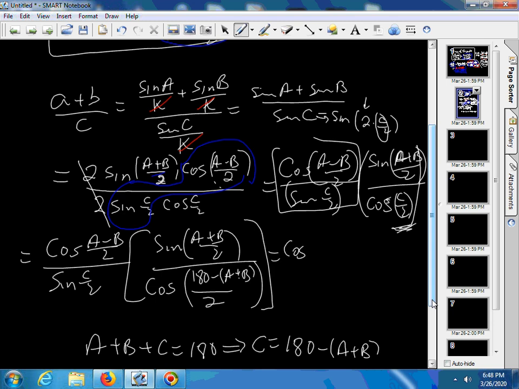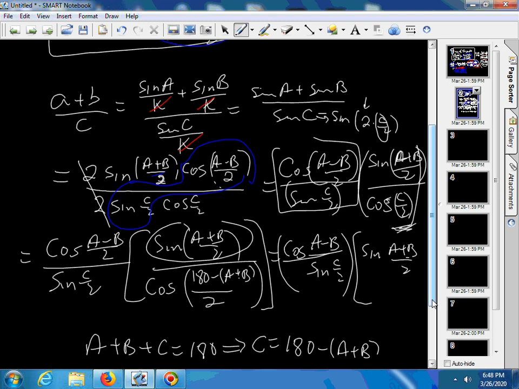This is equal to the front piece that we plan on safeguarding with our life, times the next bracket. Okay, so we have the sine of (a plus b) over 2. I didn't change anything for the numerator. Now for the denominator, I'll do some division. 180 over 2 is 90 minus (a plus b) over 2.